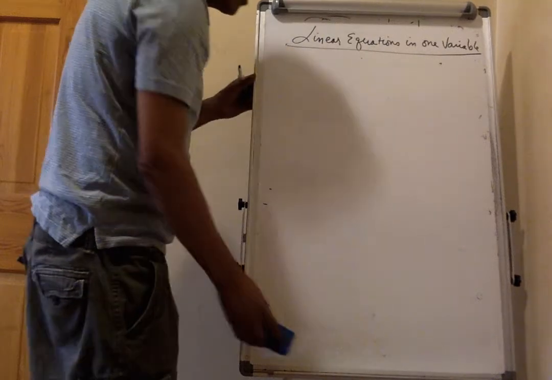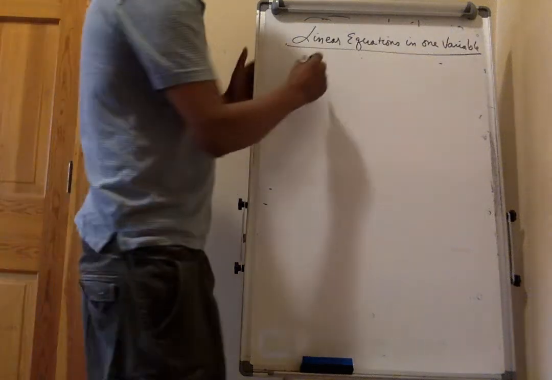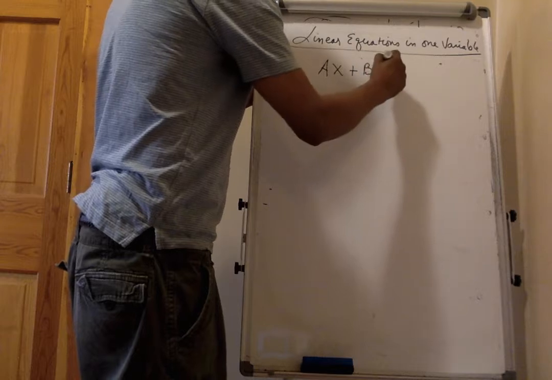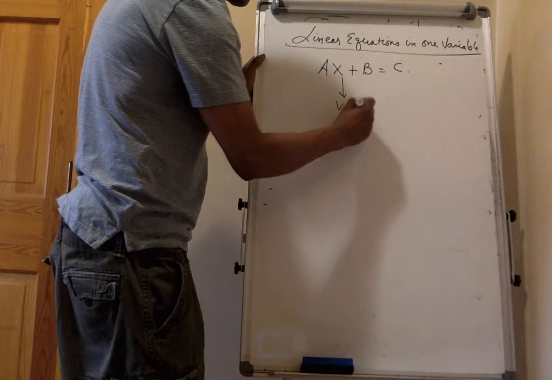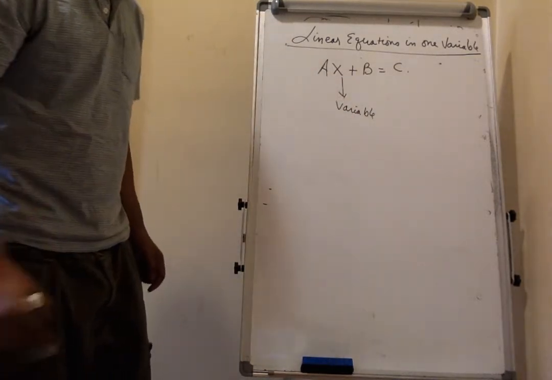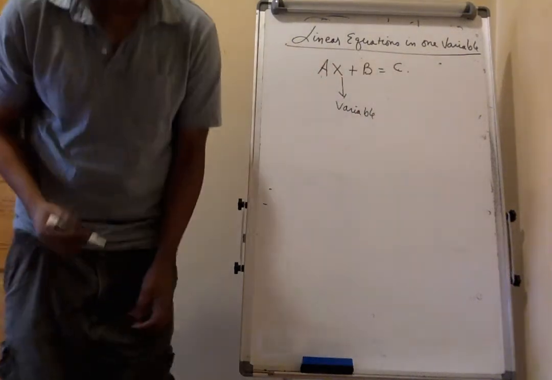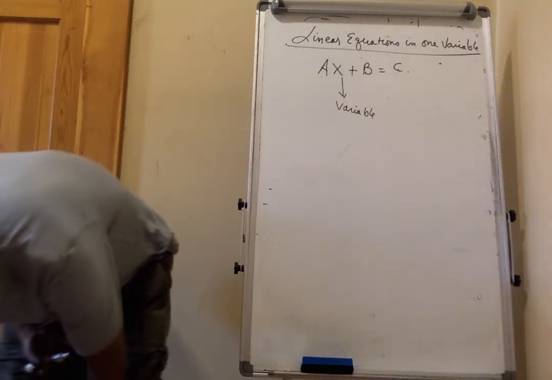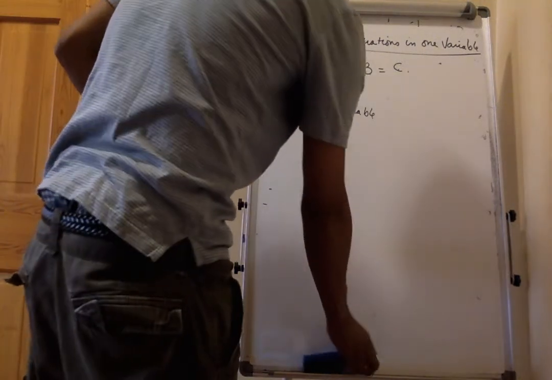So by equations, meaning what? We have to solve for the unknown. So a linear equation is of the form ax plus b is equal to c, where x is a variable or the unknown. This is what you are going to look for. And a, b, and c are constants, numbers that are given to you. So without further ado, I'm going to give you some examples.